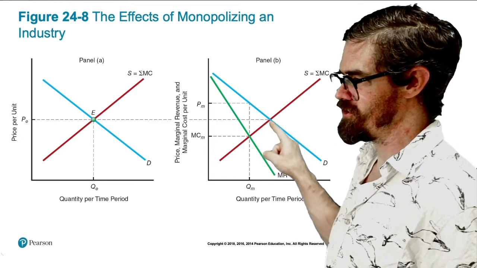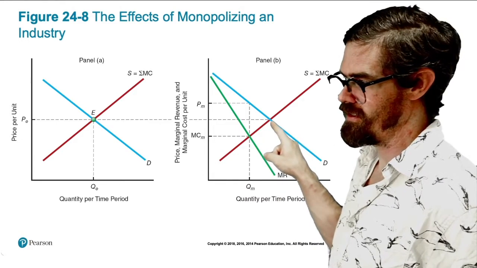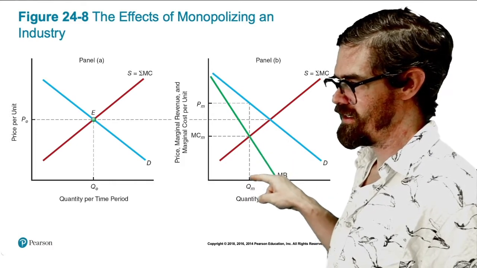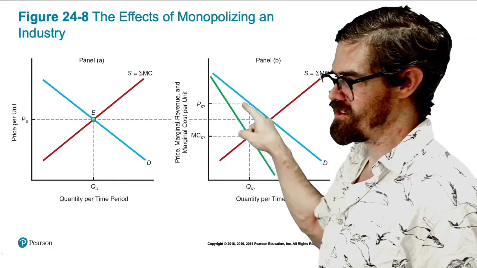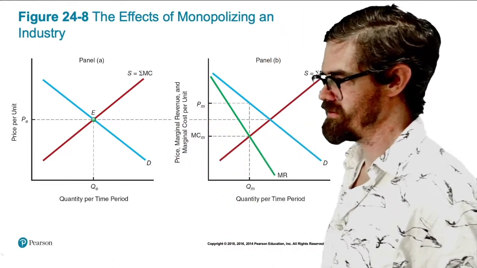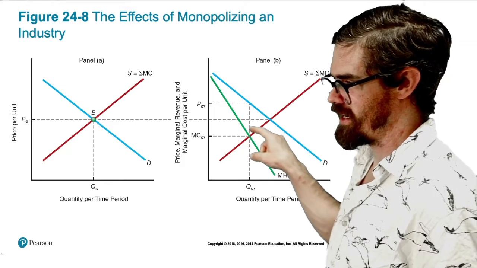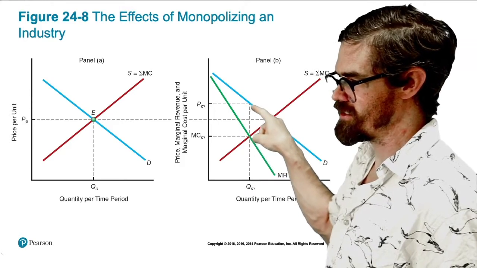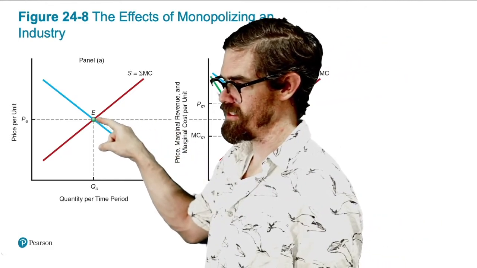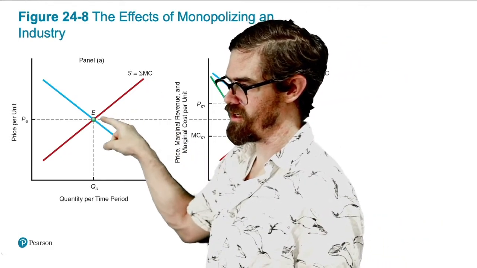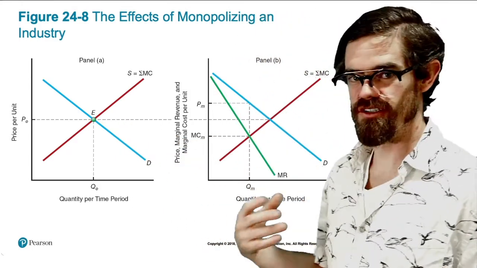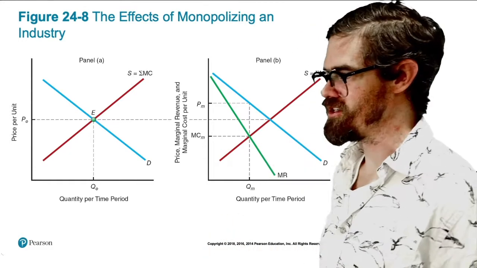Well, it's not going to produce here like in a competitive industry. It's going to choose to produce where marginal revenue equals marginal cost, and then choose its price, which turns out to be higher than the competitive price. And it's also the case that price is greater than marginal cost, which is not the case over here. In this case, price is exactly equal to marginal cost. But here, price is greater than marginal cost. And that leads to an inefficiency. It leads to a misallocation of resources.